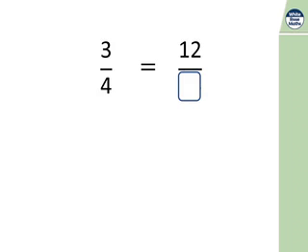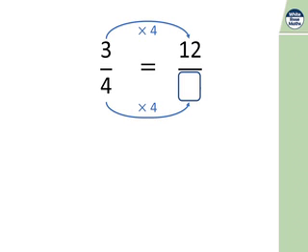Let's have a look at this one. Now it's slightly different as we're not looking at unit fractions anymore. We're looking at a non-unit fraction because the numerator is greater than 1. So 3/4 is equal to 12 somethings. I can see this relationship here, that 12 is 4 times greater than 3. So to maintain that same relationship, I must multiply the denominator by 4 as well. So 4 multiplied by 4 is equal to 16. So 3/4 is equivalent to 12/16.